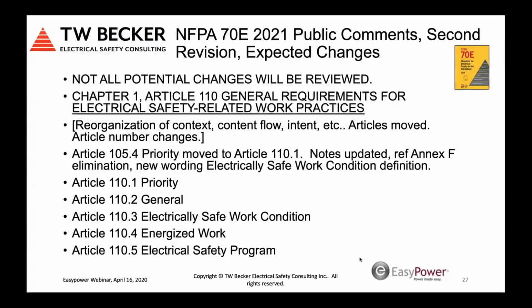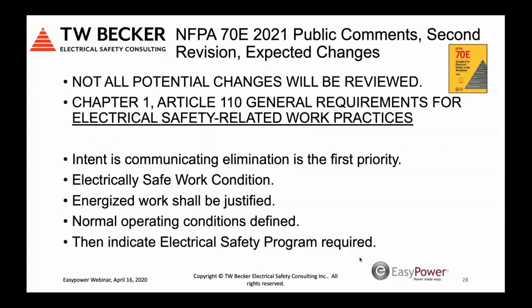Moving into where the big changes are is 70E Chapter 1, Article 110, and this is the shuffling. I really like what's happened here to further clarify at the front of these documents what the intent is. There's some movement of the priority from Article 105 into 110, and then the organization of these new articles, 110.1, 110.2, 3, 4, and then 110.5 was existing material related to an electrical safety program as a mandatory requirement. But now the introduction is the priority of the standards, a general comment, and here's really what's happening.